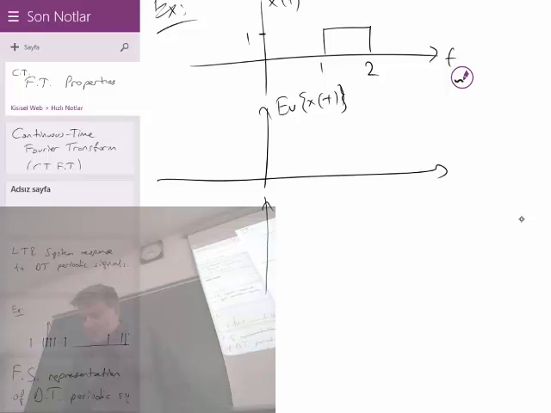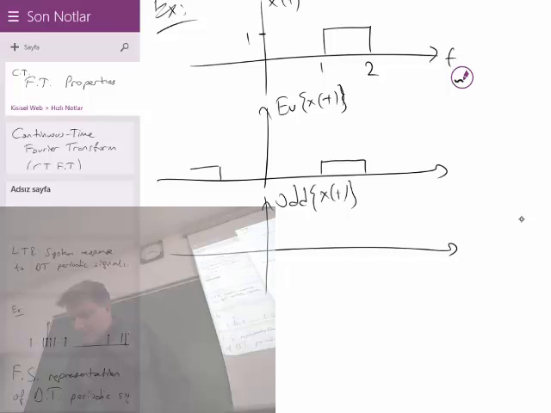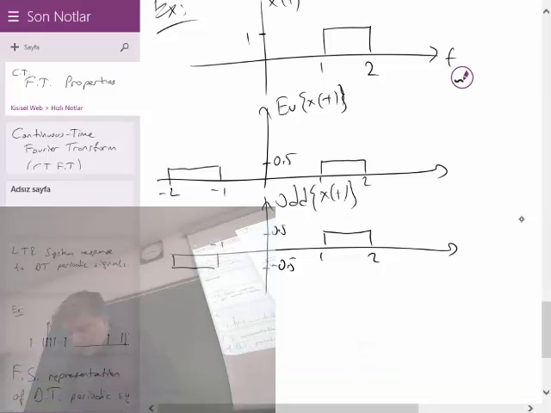Because whenever you draw the even part, you have to draw the odd part of x of t too. The even part is this, from 1 to 2, from minus 1 to minus 2. As you see, it's a symmetric signal, and that signal is the even part, and the odd part is this, minus 0.5 and 0.5, 1, 2, minus 1, minus 2.